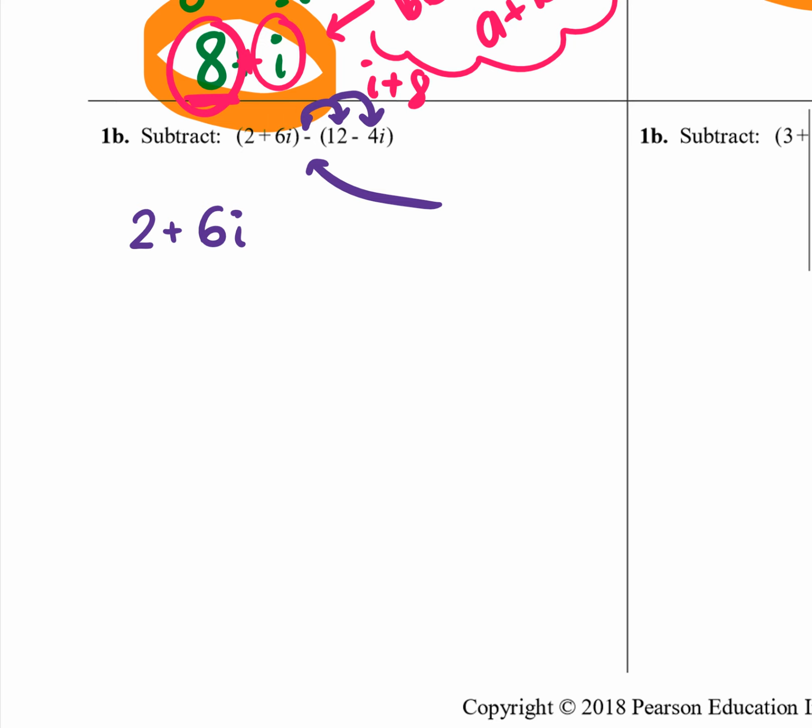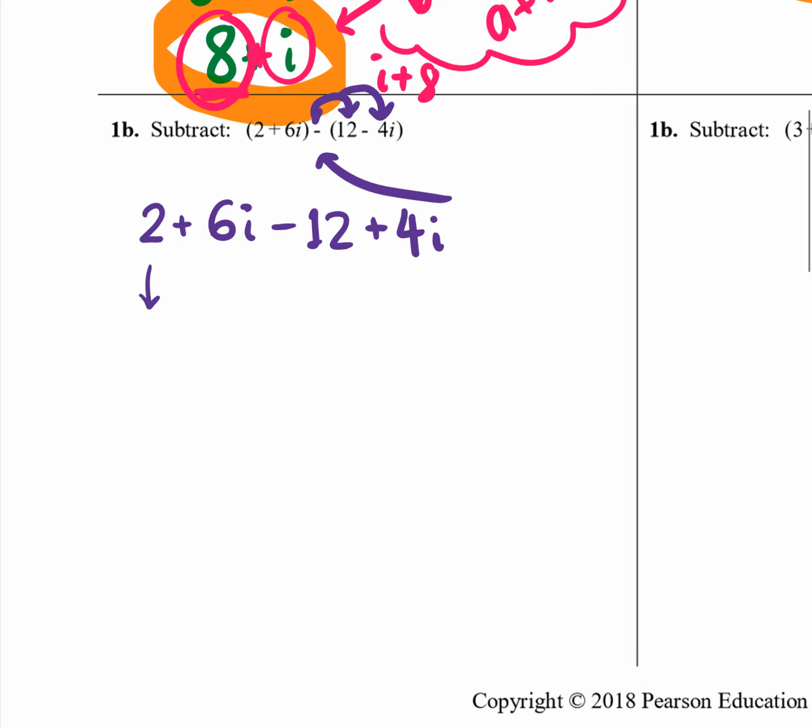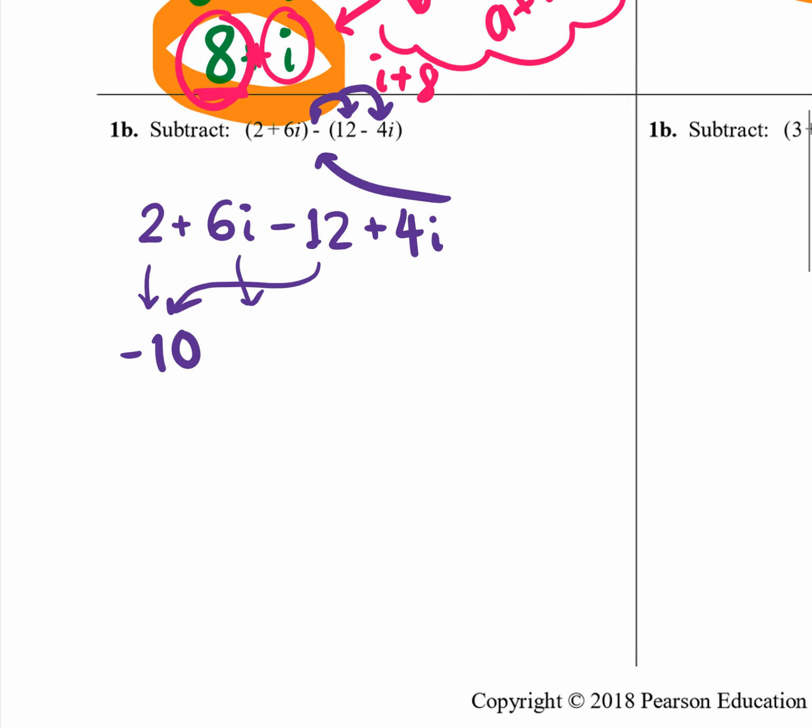But I will distribute the subtraction sign onto the 12, making it subtract 12, or negative 12. But then when the subtraction sign goes to the negative 4i, two negatives make a positive, so it'll become a plus 4i. At this point, it looks a lot like the previous two examples. We could just determine the like terms. We got 2 and negative 12 make negative 10. And then we have 6i and 4i make positive 10i.